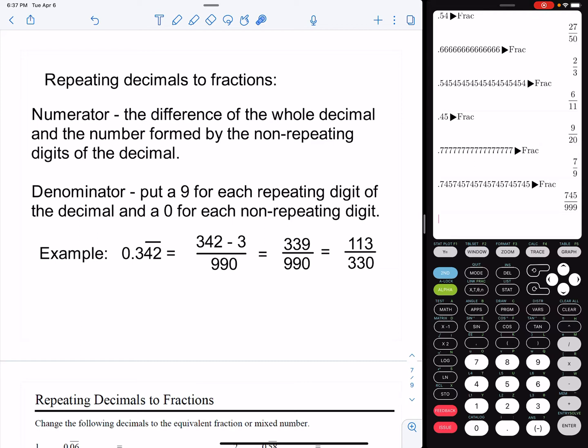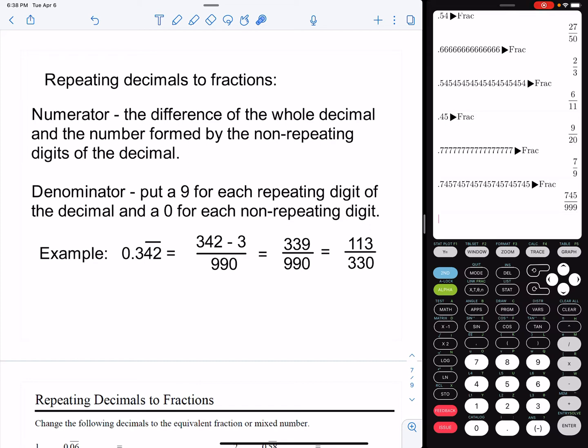There's two things. First thing is the numerator. To find the numerator, it is going to be the difference of the whole decimal and the number formed by the non-repeating digits of the decimal. So that's how you do the numerator. I'll explain that in a second. For the denominator, you're going to put a 9 for each repeating digit, and a 0 for each non-repeating digit. And of course, you'd put the 9s first. And then last but not least, you'd simplify.